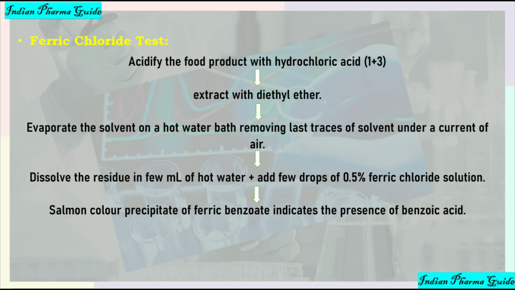So in this ferric chloride test, first we need to acidify the food product by using HCl and then extract by using diethyl ether. And then evaporate the above solvent by using a hot water bath and finally remove the last traces of solvent under a current of air. Then dissolve the above product in a few ml of hot water and then add a few drops of 0.5% ferric chloride solution. And finally, a salmon color precipitate of ferric benzoate appears that indicates the presence of benzoic acid.